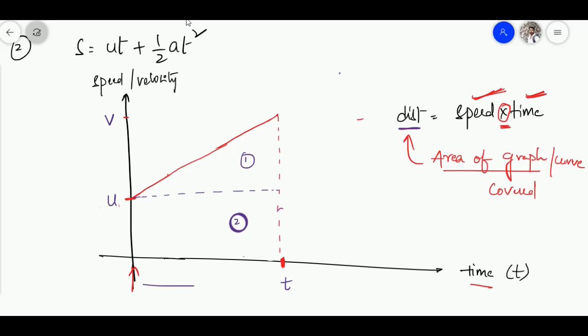So this distance is, here it is 0 and here it is t. So the total distance is t minus 0. And this part will be the height, which is u. Initially you started with initial velocity u, right? So this height is u, and in the rectangle the opposite sides have the same length. It is also u.